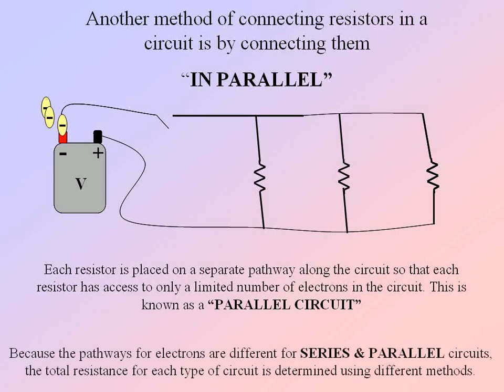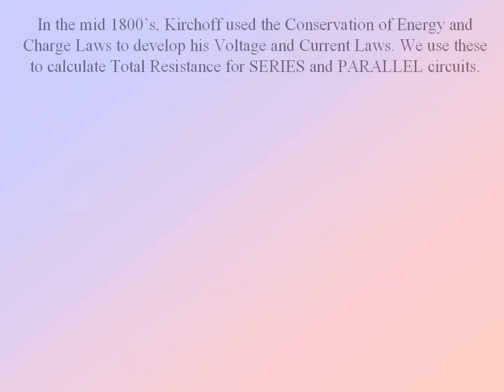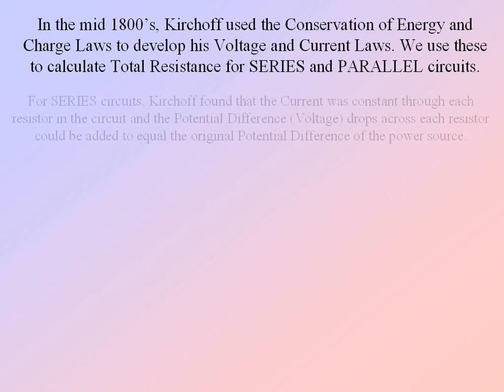Because the pathways for electrons are different for series and parallel circuits, the total resistance for each type of circuit is determined using different methods. In the mid-1800s, Kirchhoff used the conservation of energy and conservation of charge laws to develop his voltage and current laws. We use these to calculate total resistance for both series and parallel circuits.